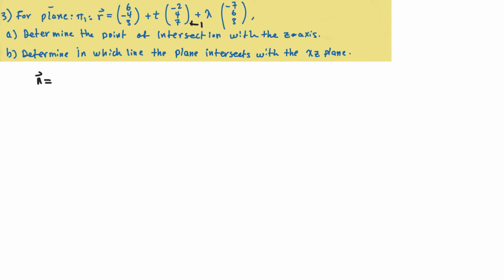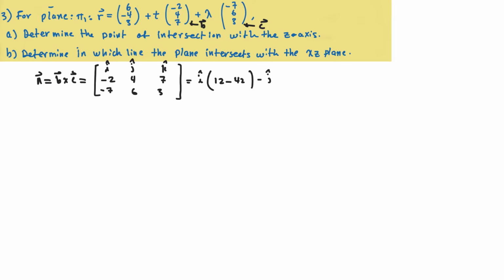So I'm going to call this vector b and this vector c. So b and c, their cross product will give me the normal. And let's do that here. For my first vector, my components are negative 2, 4, and 7. And for the next one, they're negative 7, 6, and 3. So I'm going to have 4 times 3, which is 12, minus 6 times 7, which is 42.